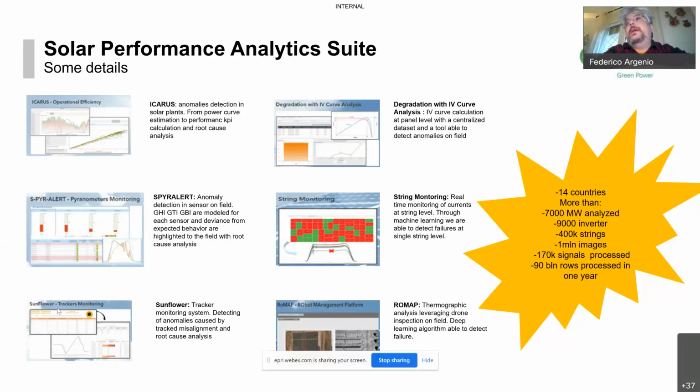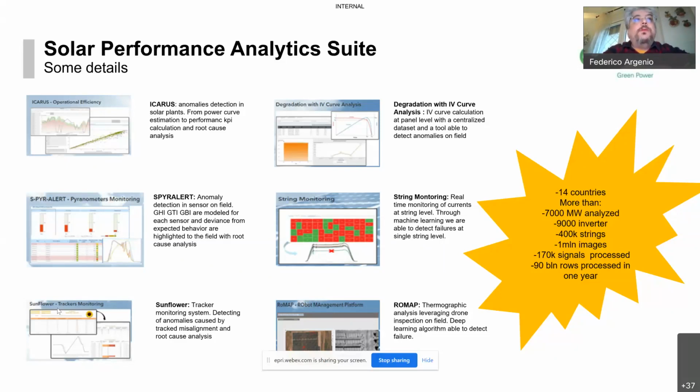From a mathematical point of view, the best output of our solar performance analytics suite is the construction of this database that we finally have, and now we are able to calibrate the model. So this will be our challenge this year.